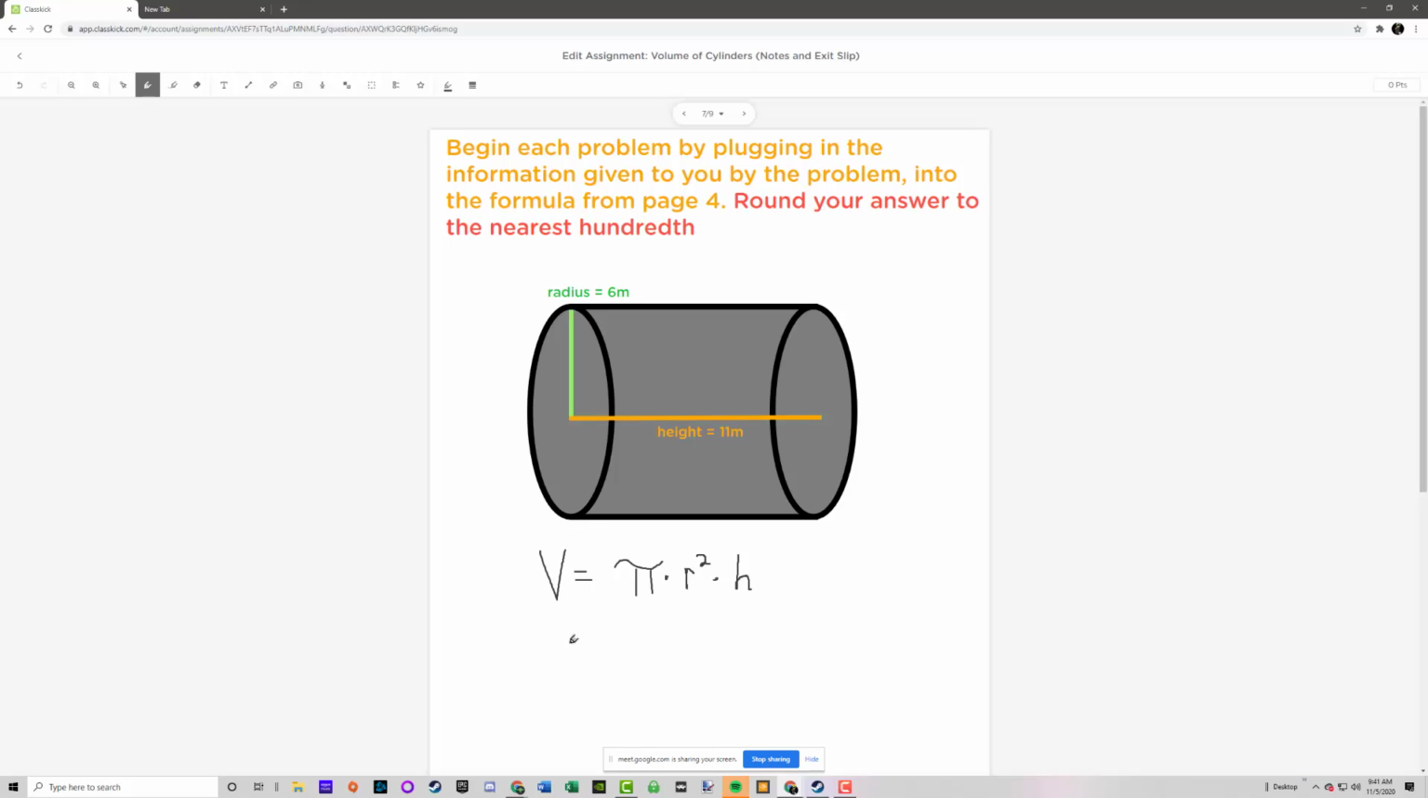Okay, so the volume of a cylinder equals pi times the radius squared times the height. And I want you to think of this formula as a recipe. Okay, because we're going to learn other formulas too. The cone has its own formula for volume. The sphere has its own formula for the volume. Cubes have the formula length times width times height.